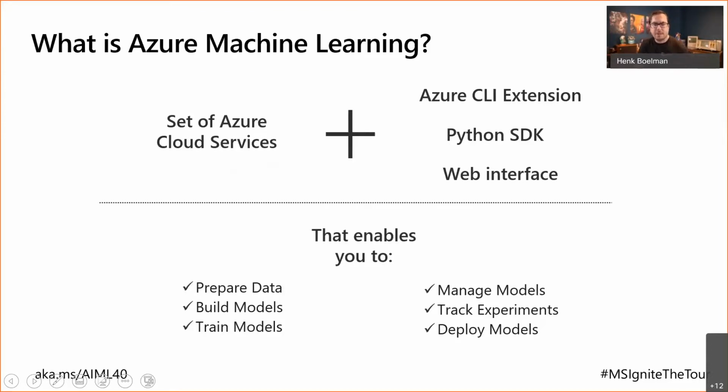And I said a set of Azure cloud services. So what do you get? You get, of course, an Azure Machine Learning component, but you also get a Docker repository or an Azure Container Instance, and you get an Azure Key Vault and a blob storage. So it is all well-known services combined.